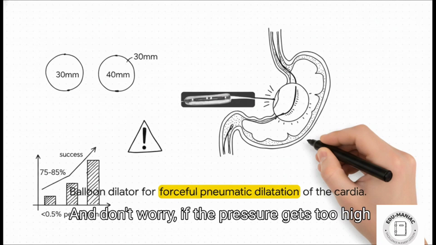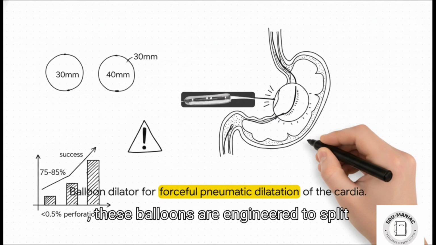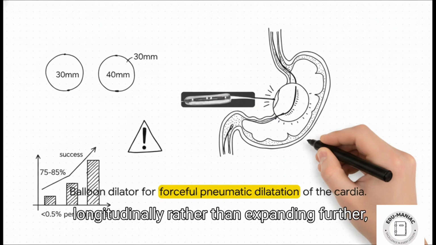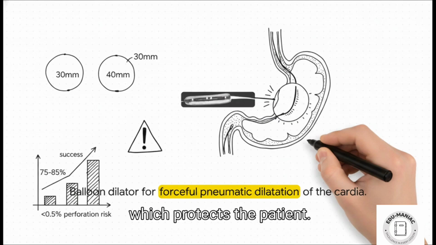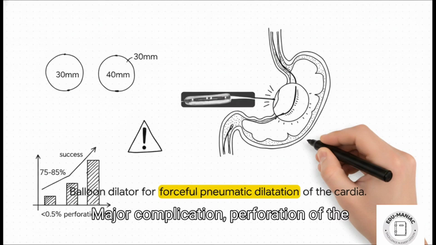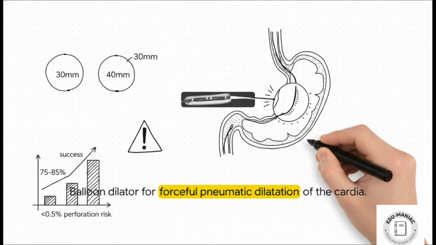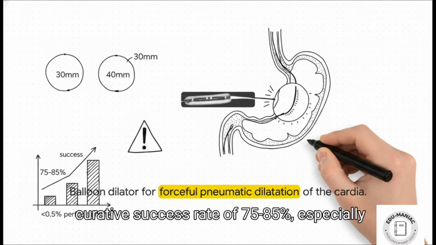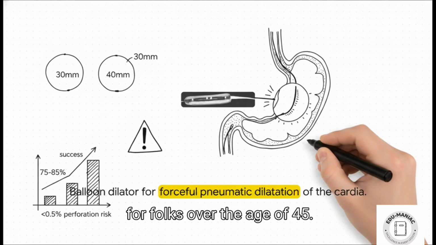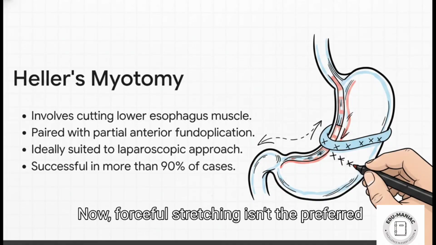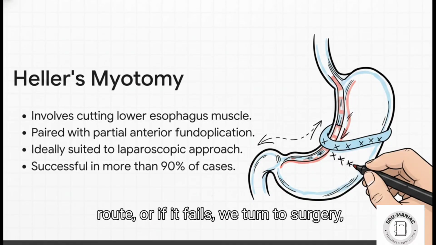And don't worry, if the pressure gets too high, these balloons are engineered to split longitudinally rather than expanding further, which protects the patient. With a 30-millimeter balloon, the major complication, perforation of the esophagus, happens in less than 0.5% of cases. It's a highly effective technique with a curative success rate of 75 to 85%, especially for folks over the age of 45.